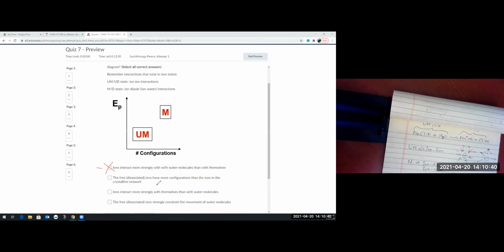Second statement: the free ions have more configurations than the ions in the crystalline network. So where do we have the free ions, in the unmixed state or the mixed state? What do you think?